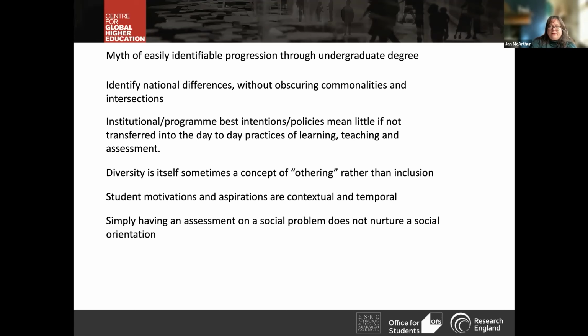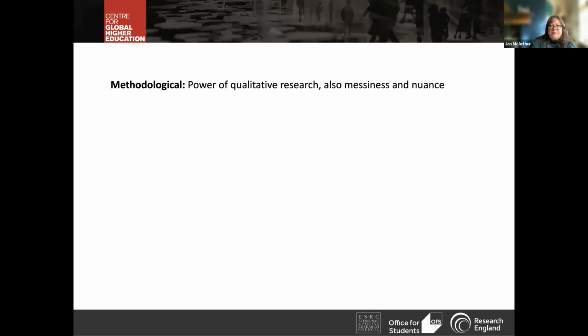So we just want to leave with 4 observations. One's methodological, the power of qualitative research, but also the messiness and nuance, that sometimes we found the richest data not in the expected places.